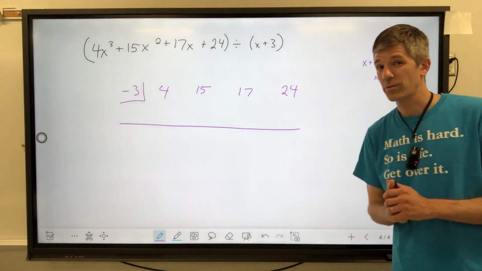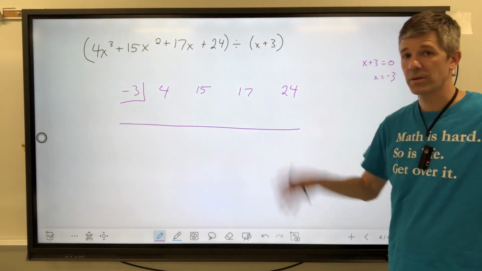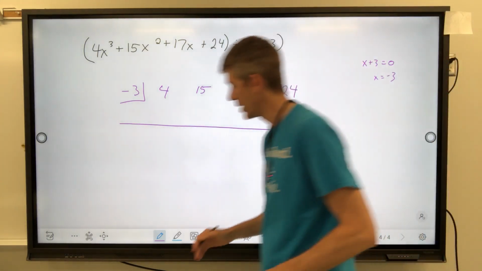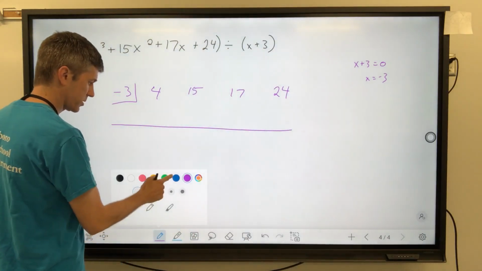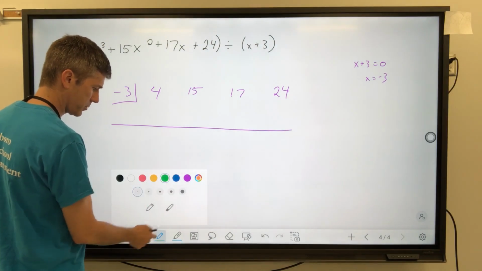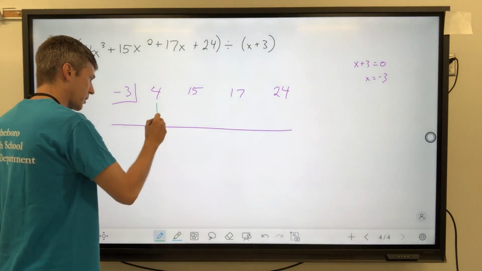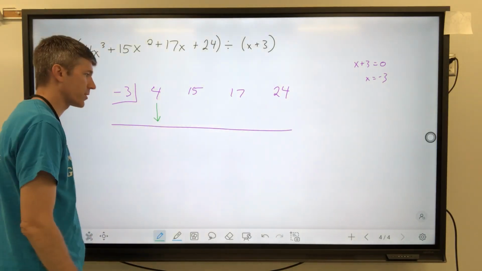Now things get a little bit confusing because I'm just going to start drawing arrows and multiplying and adding, and it's just going to be fun. But it goes really fast. Once you get past the first one or so, it'll make a lot more sense. So switching to green, just because. Bring down your 4. How do you know this works?